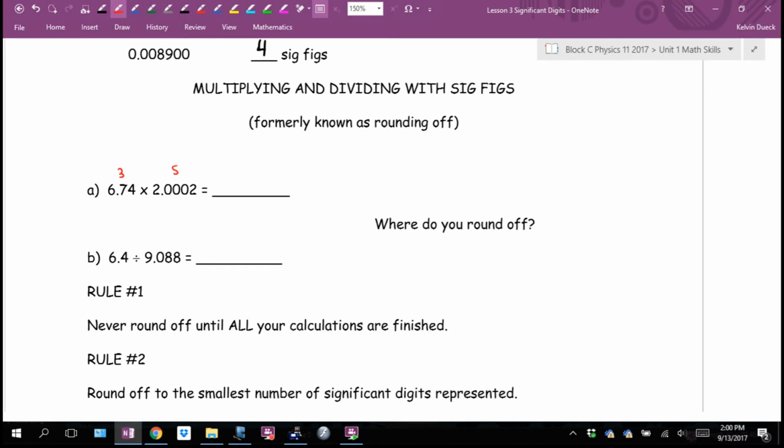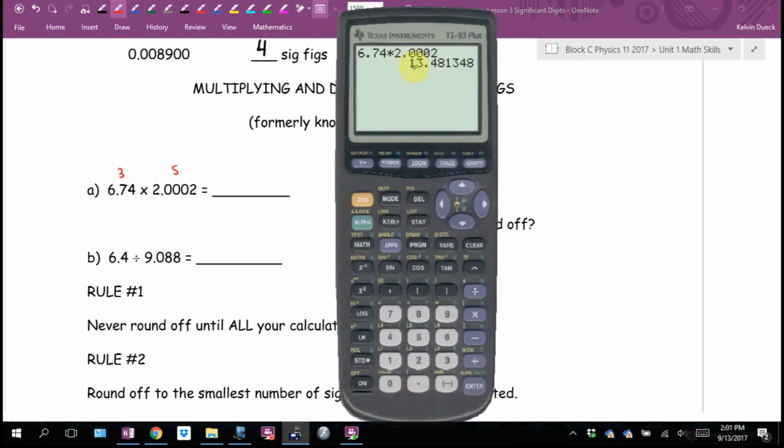But what 2 numbers did I write in red? What's the smallest one? I'm going to round to 3 sig figs. You go to the smallest number of sig figs in the data that you're given. How's that going to work? You ready? Here's my answer. Look up. 1 sig fig, 2 sig figs, 3 sig figs. I'm going to round off to there.